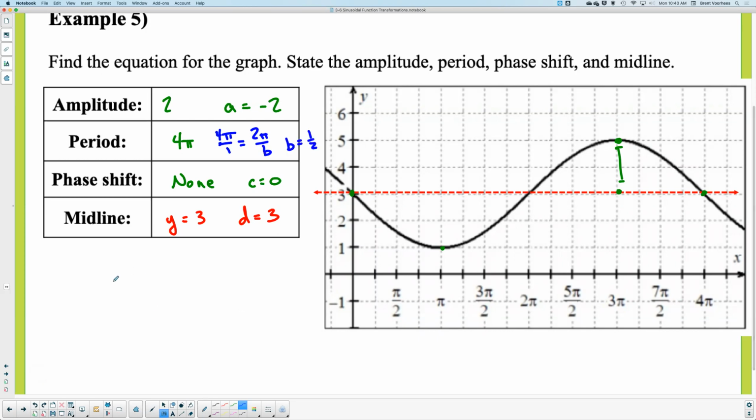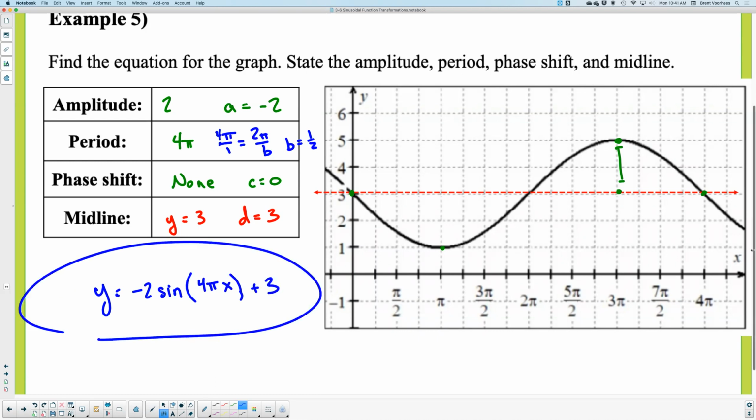Now I could write my equation: y equals negative 2. This is a sine. There is no c, so I don't have to have the brackets. I could just say 4 pi x plus 3, and that would be my equation. And I knew it was a sine because of starting here. This is a sine function.